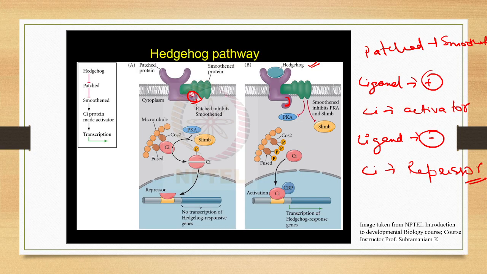Here, when smoothened is inhibited, PKA along with other proteins phosphorylates the CI protein, and therefore the CI protein is broken down into pieces, and this broken piece acts as a repressor. So CI will act as a repressor when it is phosphorylated and broken, whereas when CI is present as a whole, it will act as an activator. Fine. So this is the hedgehog pathway. Like we studied the RTK pathway, receptor tyrosine kinase pathway, and then the hedgehog pathway. So up till now we have studied two pathways which are important in developmental biology.